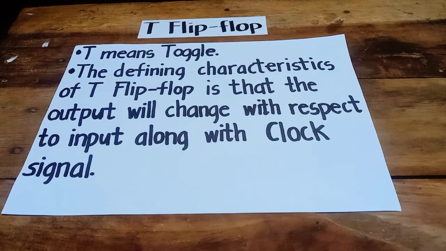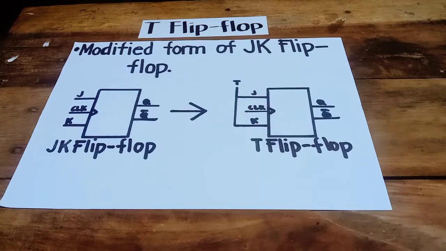In today's video, we will discuss about T flip-flop. T means toggle. The defining characteristic of T flip-flop is that the output will change with respect to the input along with clock signal. It is a modified form of JK flip-flop.